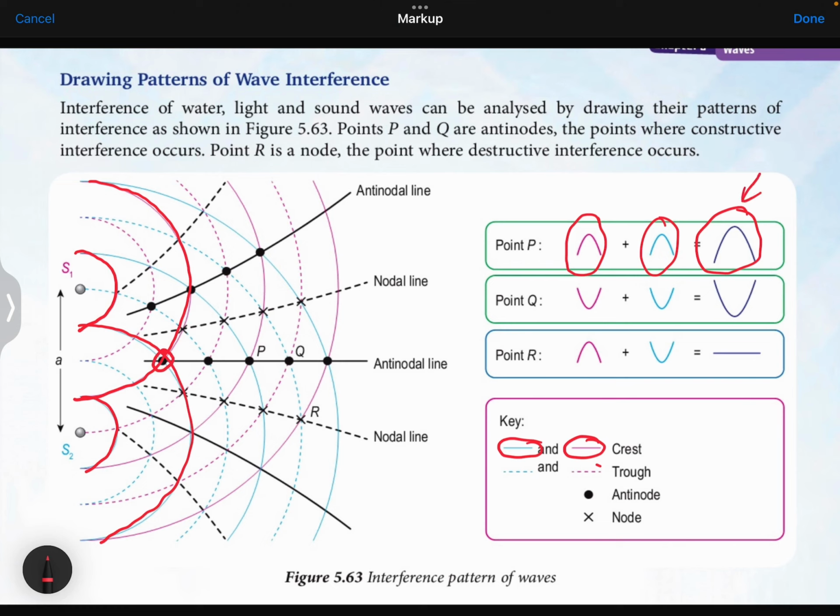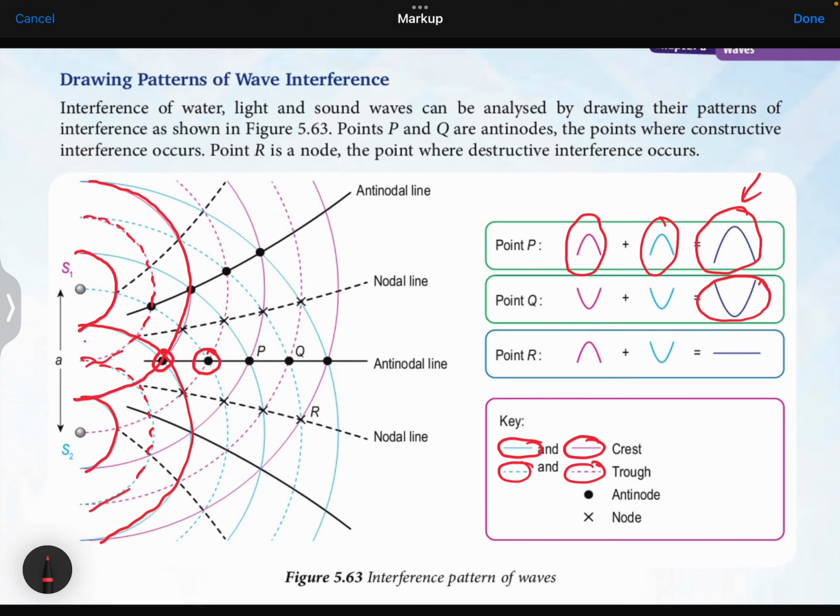And then we have trough and trough. You see the dotted line here is the trough, and the dotted line here is another trough. And you see this is where the trough and trough meet each other. So you have another constructive interference, but the depth is twice.